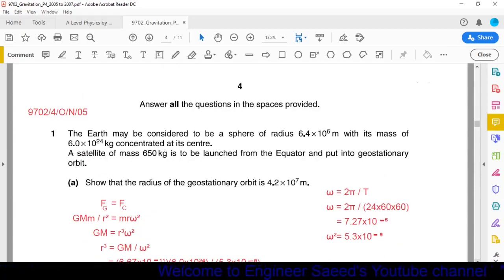October-November 2005 of paper 4. Question 1. The Earth may be considered to be a sphere of radius 6.4 × 10^6 meters with its mass of 6 × 10^24 kg concentrated at its center. A satellite of mass 650 kg is to be launched from the equator and put into geostationary orbit. Part A. Show that the radius of the geostationary orbit is 4.2 × 10^7 meters.